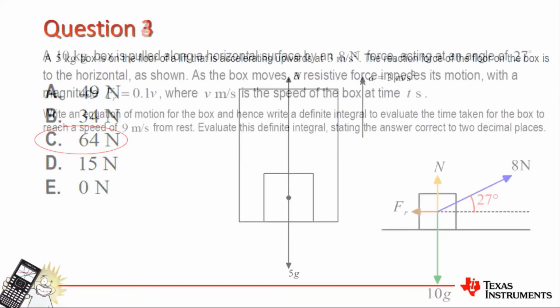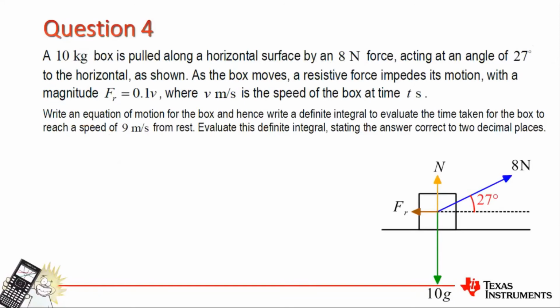Okay, so now let's move on to our second last question, which is question number 4. This one's a bit more involved, but let's have a look at what it is. We have a 10-kilogram box that's being pulled along a horizontal surface by an 8-newton force. That 8-newton force is acting at an angle of 27 degrees to the horizontal. This diagram shows all these different forces acting.